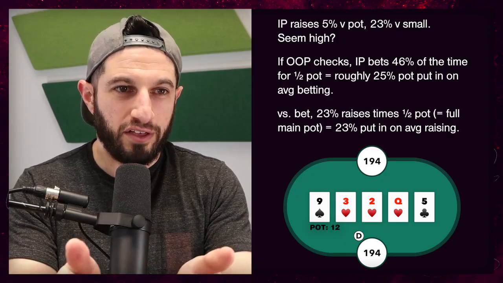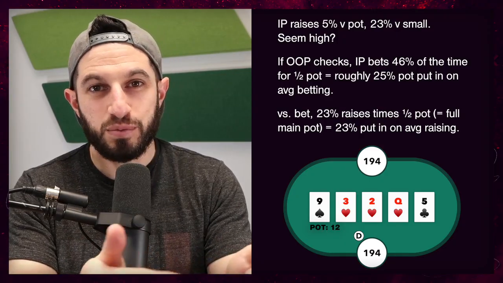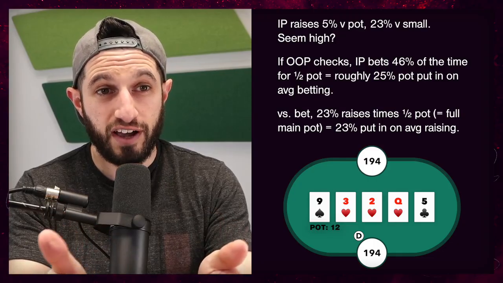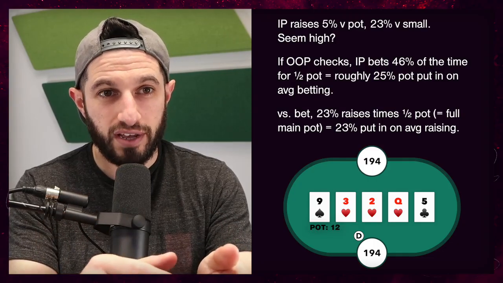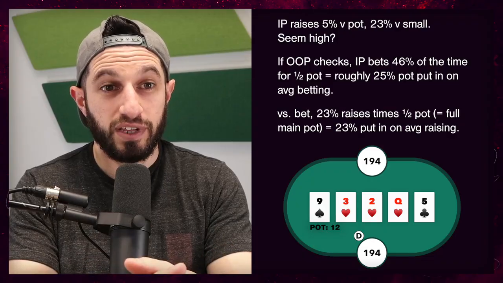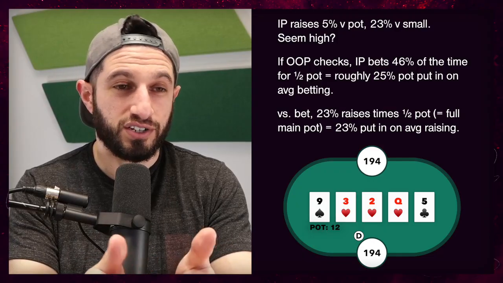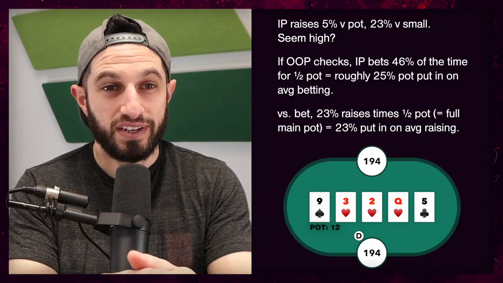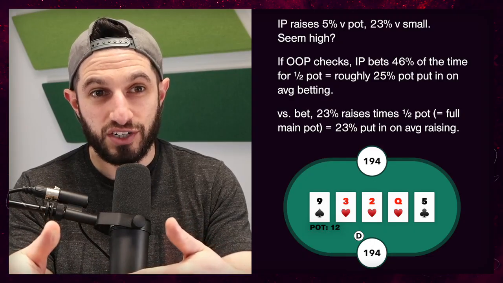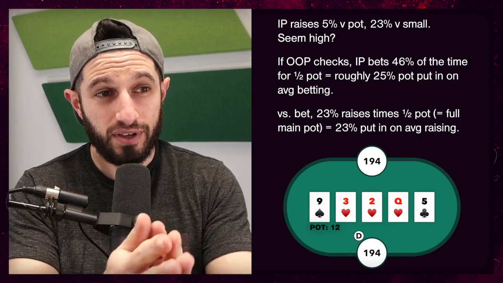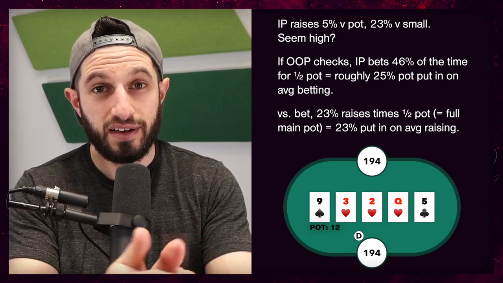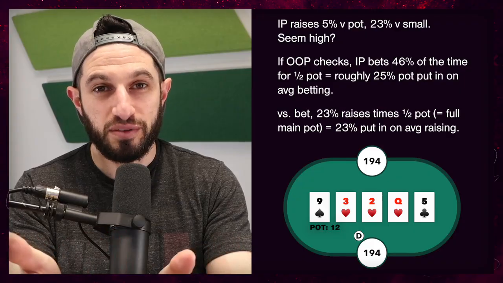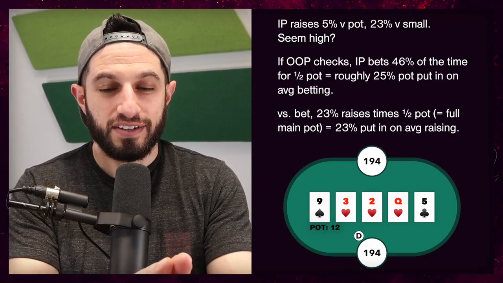And if you do the math on that, when in position is facing a check, in position bets 46% of the time for half pot. So a little bit less than a quarter pot put in. Actually, if we want to do the exact math, it's 23% put in by betting when facing a check. And now, since it's raising 23% of the time to the amount of full pot, it's also putting in 23% of the pot against a small bet.